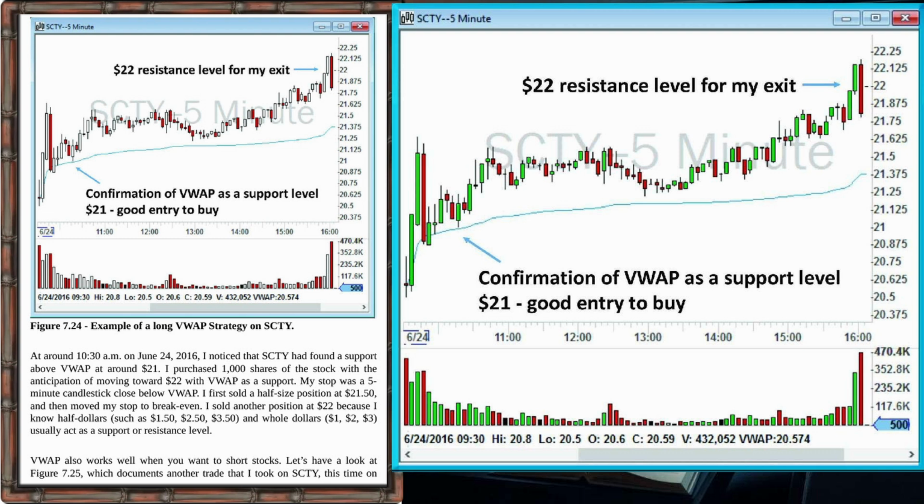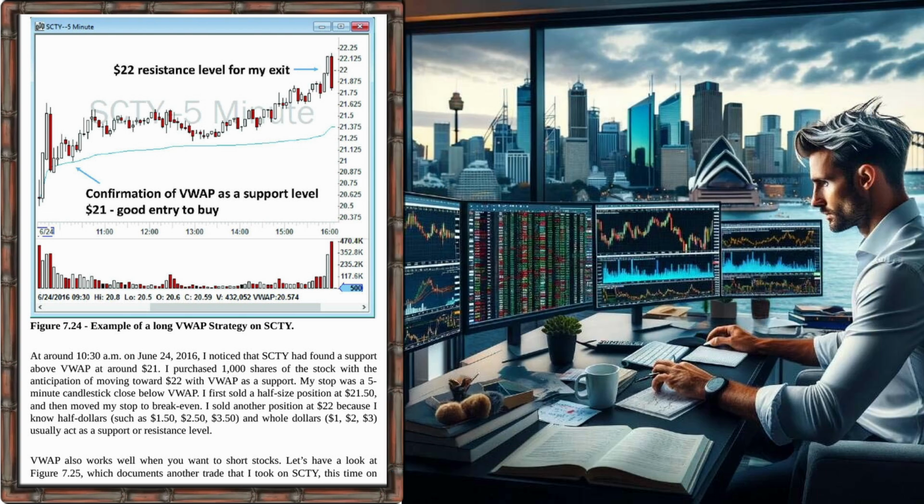I sold another position at $22 because I know half dollars, such as $1.50, $2.50, $3.50, and whole dollars, $1, $2, $3, usually act as a support or resistance level. VWAP also works well when you want to short stocks.